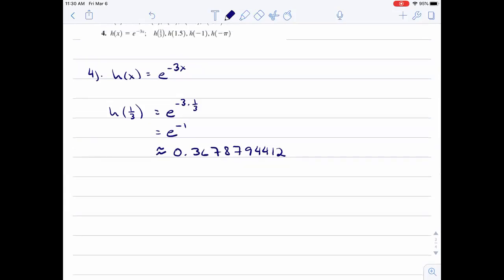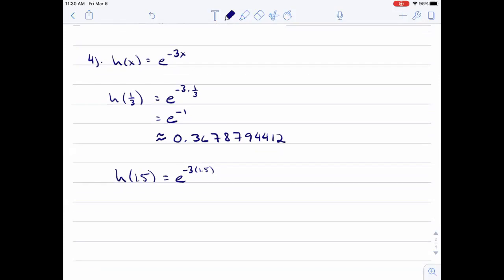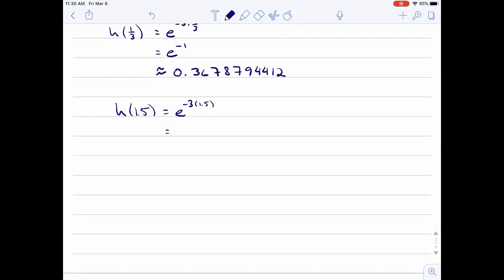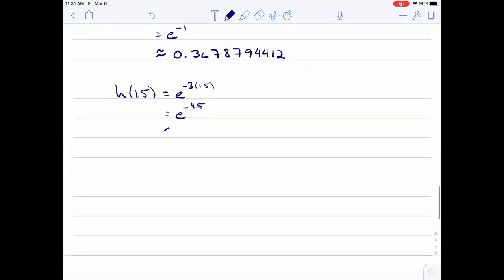Let's do another one. H of 1.5 is going to be e to the negative 3 times 1.5, right? 3 times 1.5 is 4.5. So I get e to the negative 4.5. And then when I do that on my calculator, e to the negative 4.5, I get 0.011108999654.